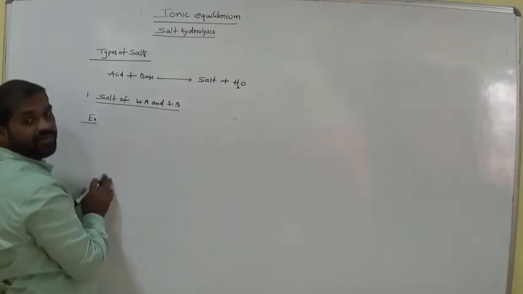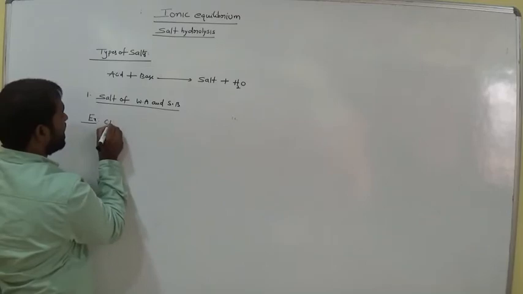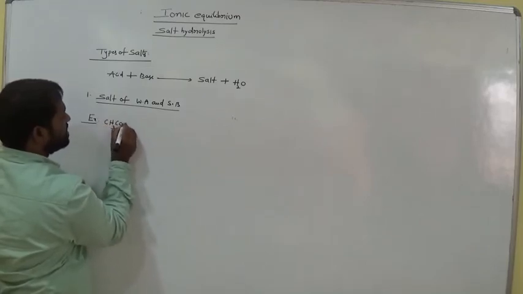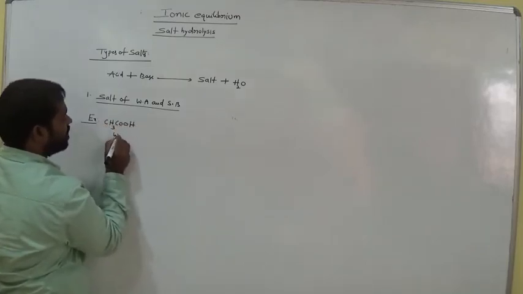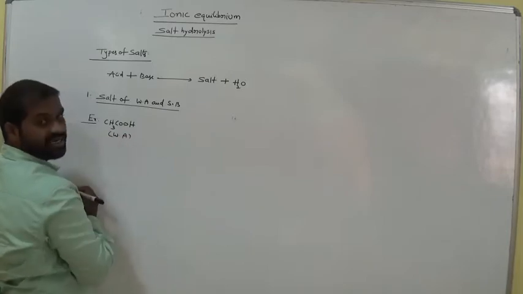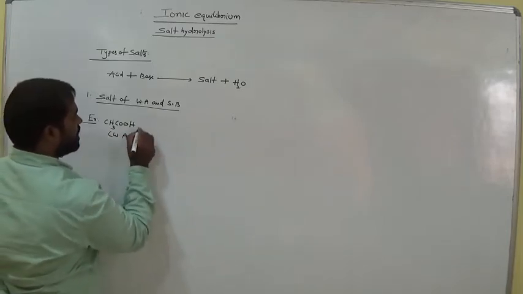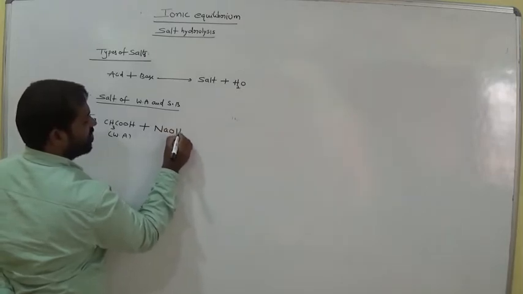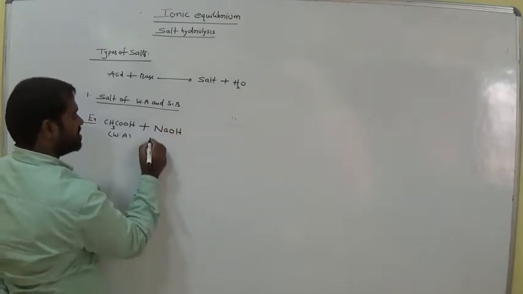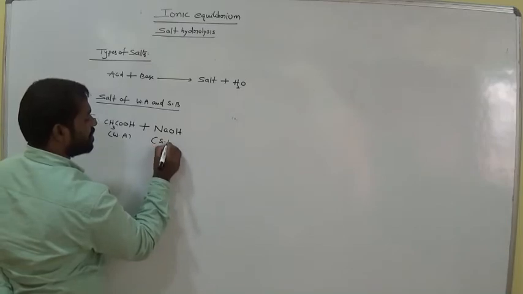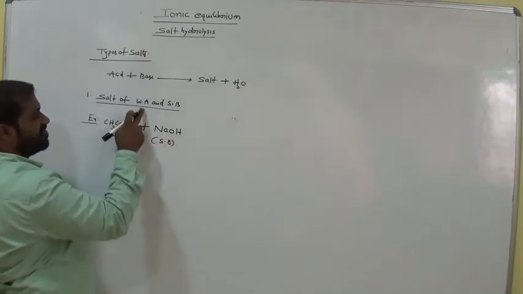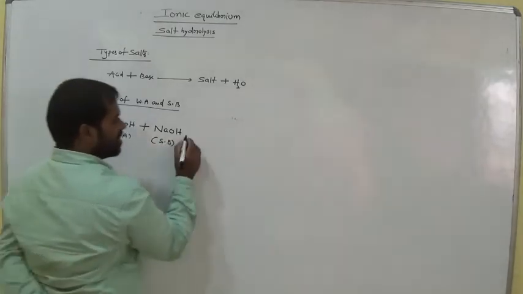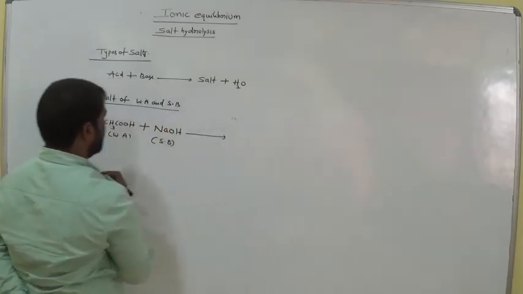So give me one example for weak acid. It is clearly acetic acid. Acetic acid is a weak acid, am I right? And what about strong base? Give me one example for strong base, that is NaOH. Clear? This is strong base. Now the reaction between weak acid and strong base. Now what is the expected salt here?